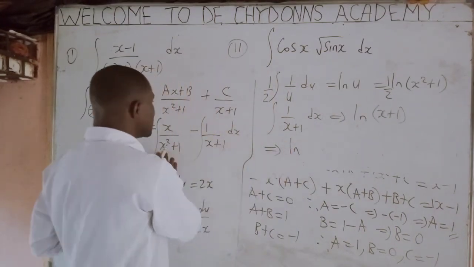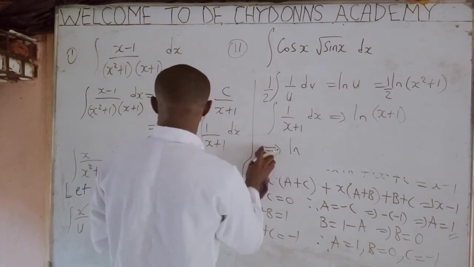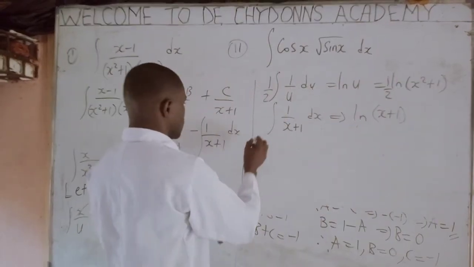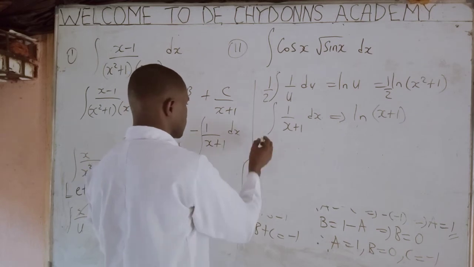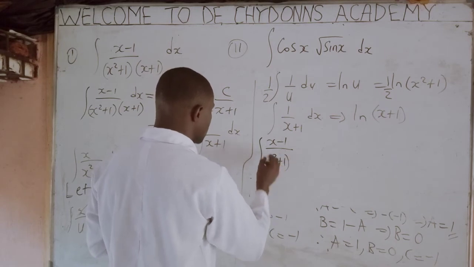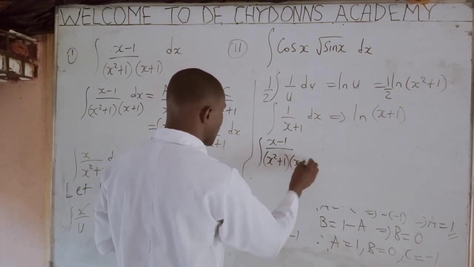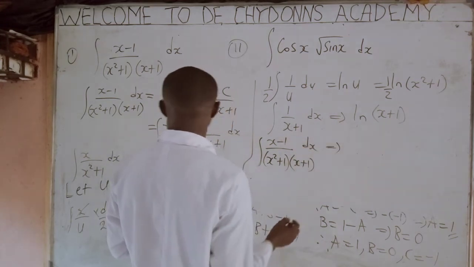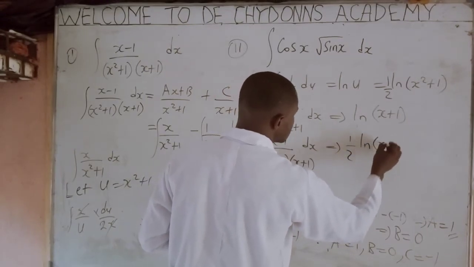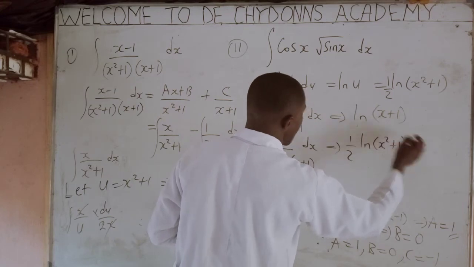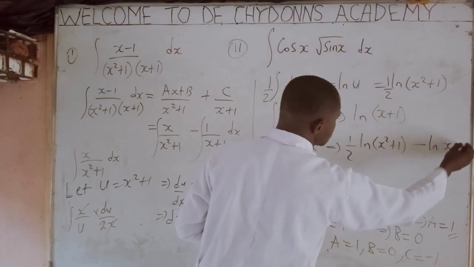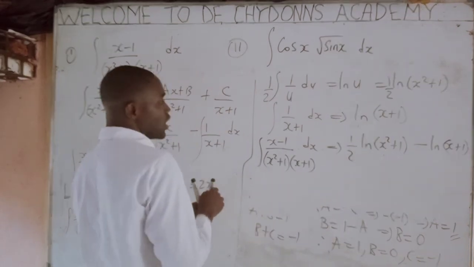Then, packaging these two together, we say that finally, the integration of x minus 1 all over x squared plus 1 bracket x plus 1 dx will be giving us, what do we have here? 1 over 2 ln of x squared plus 1, then we have minus ln of x plus 1. So this is the first answer to it.